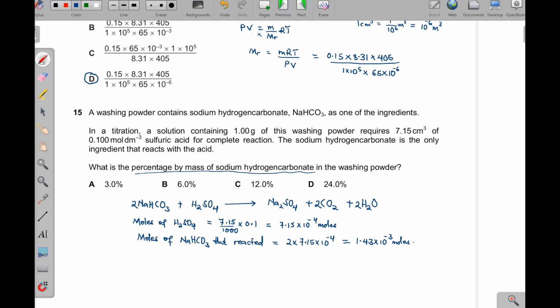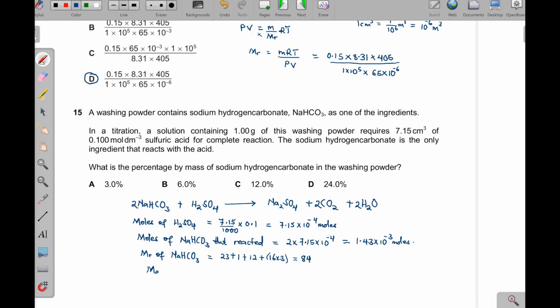They want the percentage by mass of sodium bicarbonate. Now we need to get the MR of sodium bicarbonate. Sodium is 23, hydrogen is 1, carbon is 12, oxygen is 16, but there are 3 of them. This will be 48 plus 12, that will be 60. Then plus 24, isn't that 84? This one will give us 84. Now, you know that the number of moles equals mass over the MR. What do we need? Mass. So you cross multiply, get the moles here, then times the MR.